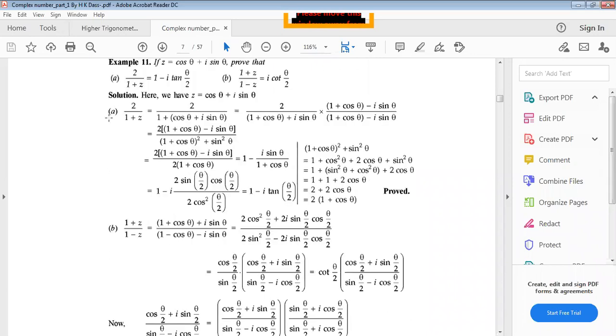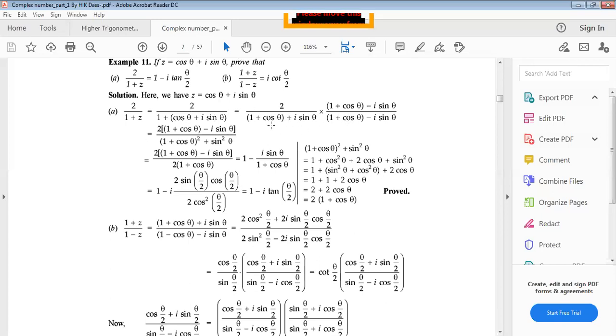And from (a), this is the left hand side, 2 divided by 1 plus z, which equals 2 divided by, we can arrange this, 1 plus cos theta plus i sin theta. Just to make (a plus b)(a minus b), we multiply both numerator and denominator with 1 plus cos theta minus i sin theta. Okay. Then 1 plus cos theta minus i sin theta. Taking this extra, if you want, we can cancel this. Then you get our previous line.